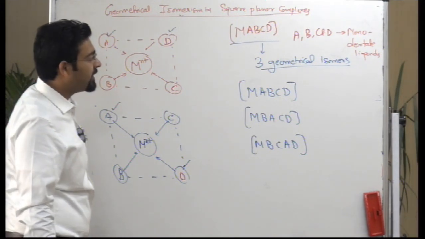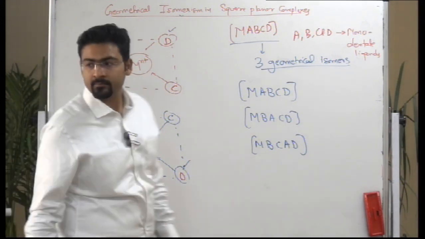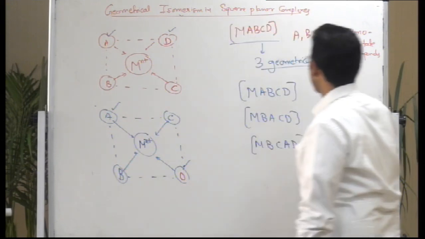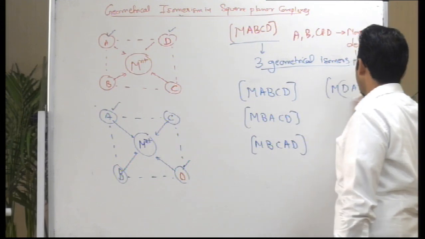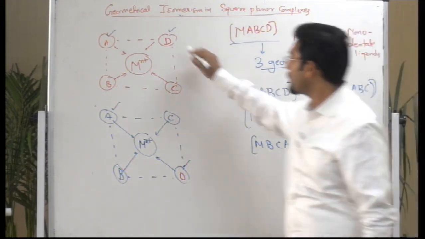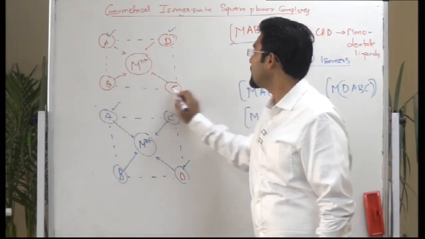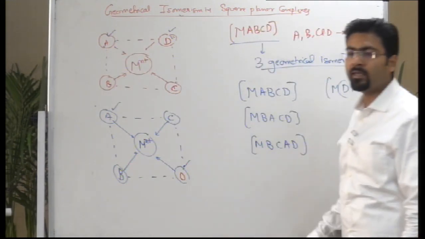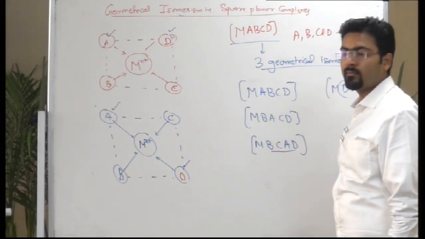It does not mean that if I take D, A, B, C, it will be different. No, it will be same as any of the two here. Because D, A, B, C means I am moving in this order. D, A, B, C is same as that of A, B, C, D. This is same as that of B, C, D, A. This is same as that of C, D, A, B. So all the cases will be covered, right? Whereas if you see, this is different. Which one is this?